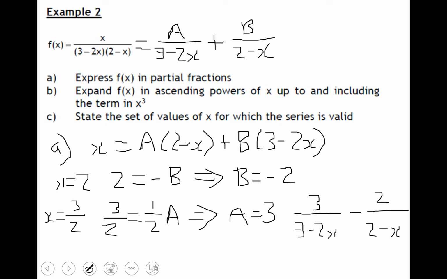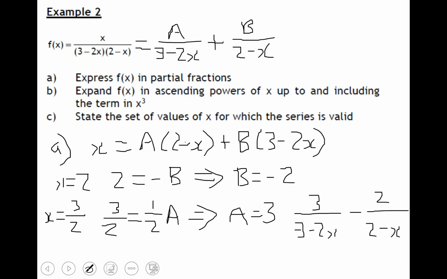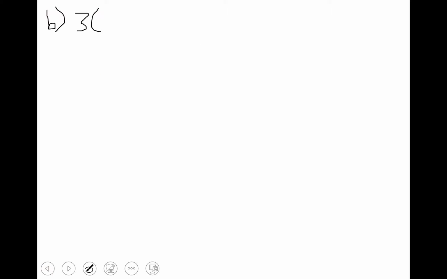Now to expand using binomial series, we need to do a slight rearrangement of that partial fraction. So we bring the denominators up as negative powers, so it's 3 times (3 minus 2x) to the minus 1, minus 2 times (2 minus x) to the minus 1. So what we need to do is to expand these two terms separately and then subtract them.